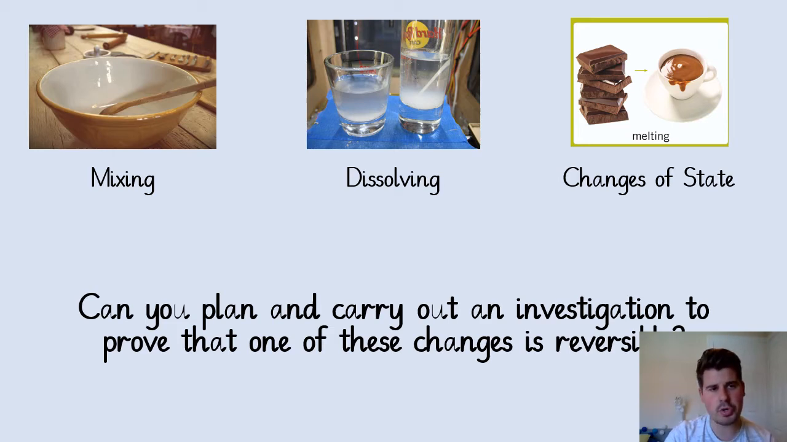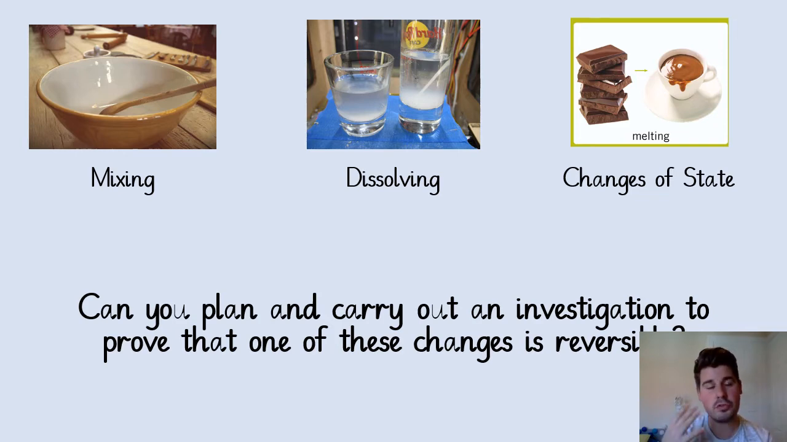So what you're going to do is pick one: mixing, dissolving, or changes of state. For example, melting, changing something from a solid to a liquid or a liquid to a gas. And you're going to show me through an investigation plan that you can create an investigation that proves that these are reversible changes. Now I'm going to do an example with you.